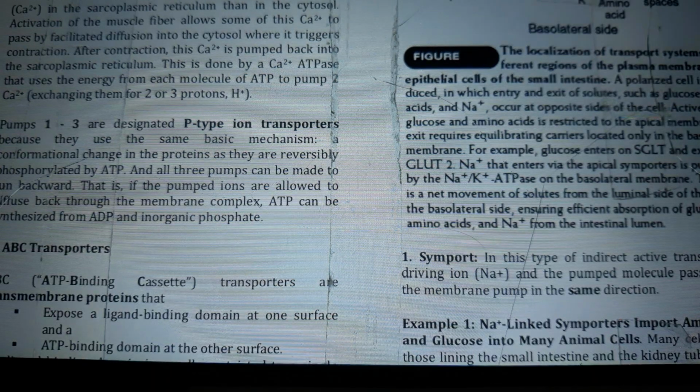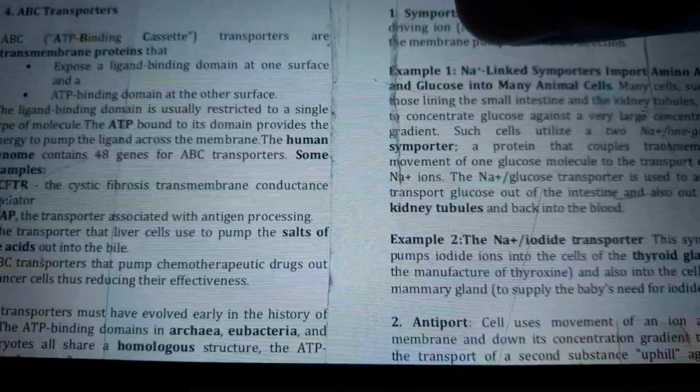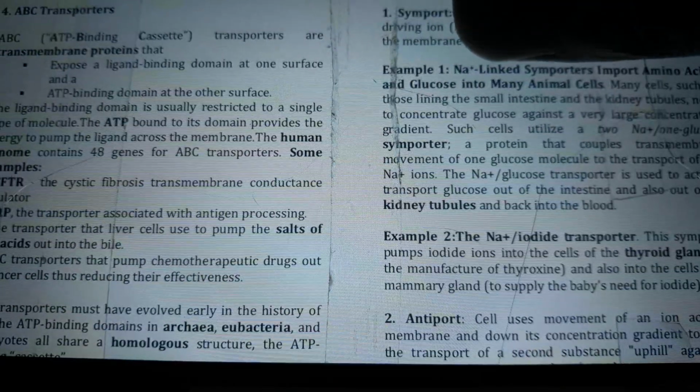Pumps 1 to 3 are designated P-type ion transporters because they use the same basic mechanism, a conformational change in the proteins as they are reversibly phosphorylated by ATP, and all 3 pumps can be made to run backward. That is, if the pumped ions are allowed to diffuse back through the membrane, the complex of ATPase can synthesize ATP from ADP and inorganic phosphate.